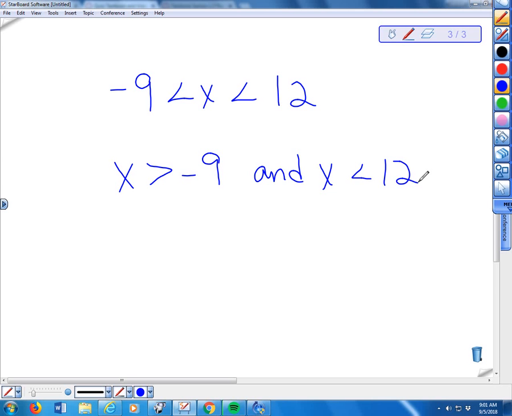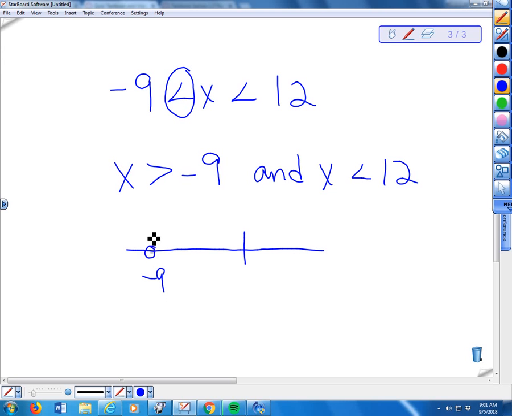Most of the time we're used to seeing x on the left. But in a compound inequality, if you want to interpret this, x is on the right, so you're looking at the sign as it relates to x. And when it's greater than, bigger opening here next to the x, you know that x is greater than negative 9. Okay?